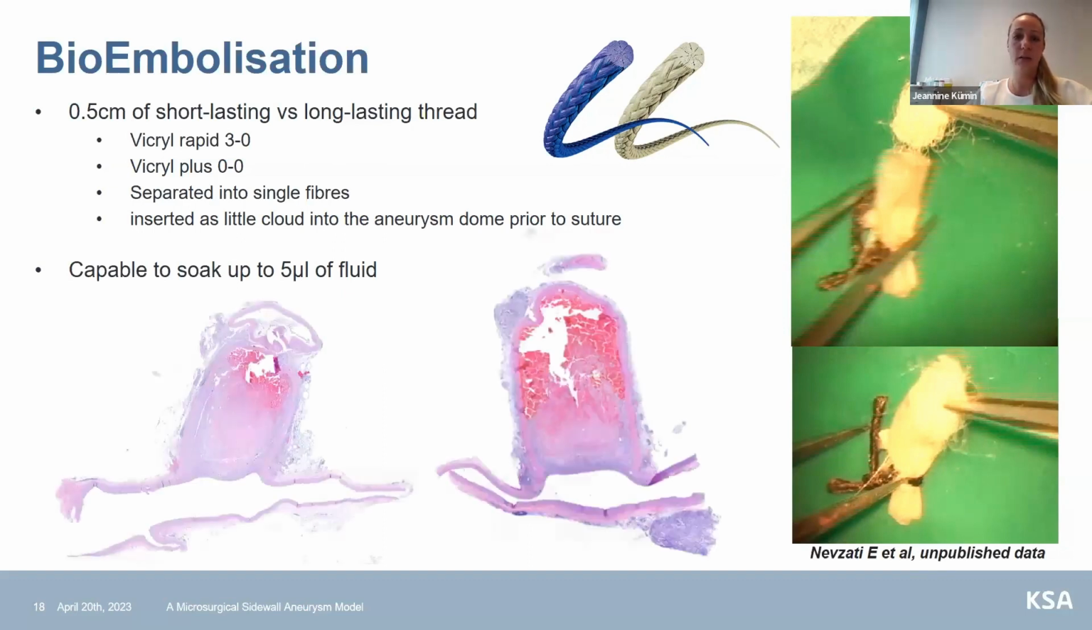Here again, some histological pictures where we see a nice neointima formation over the aneurysm orifice with a complete coverage of the BioEmbolisation material.